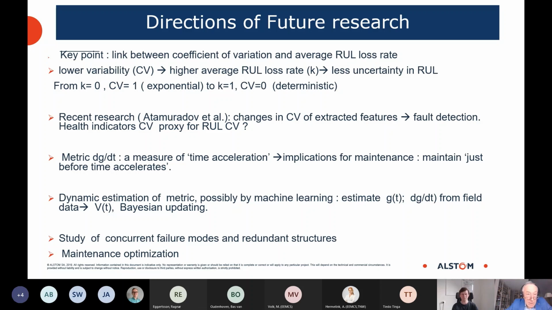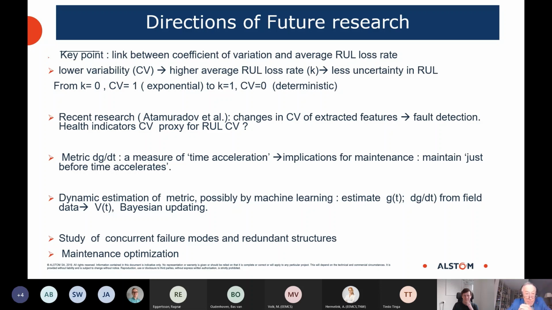There's been some recent research by Atamuradov and others, which has shown that it's possible to use changes in the coefficient of variation of extracted features, features in the sense of PHM, to perform fault detection. So one question one may raise is perhaps that the health indicators' coefficient of variation can be used as a proxy for the RUL coefficient of variation when we don't have the RUL. So this is an idea. The metric dg to dt is a measure of time acceleration, and of course it has implications for maintenance.